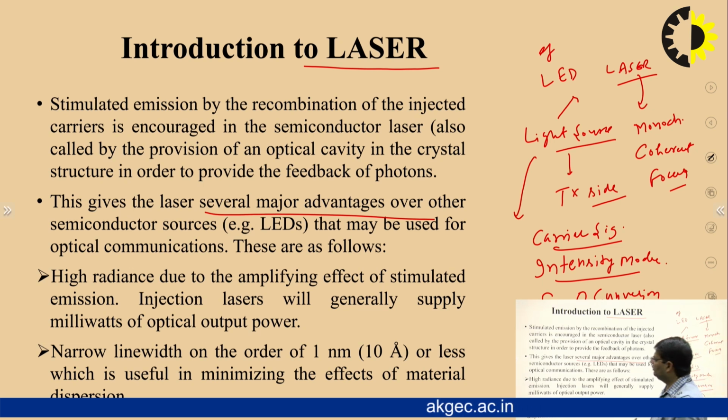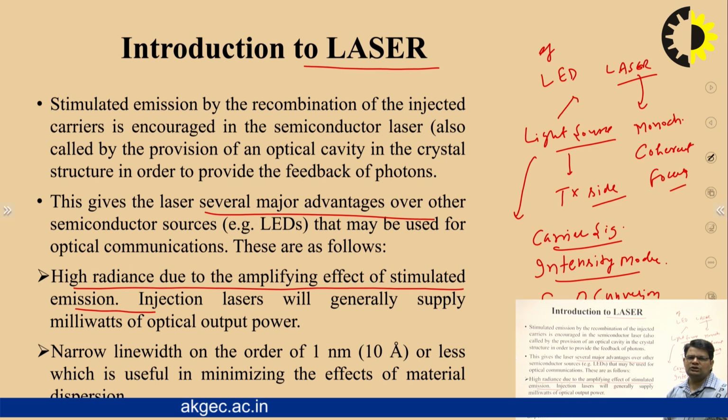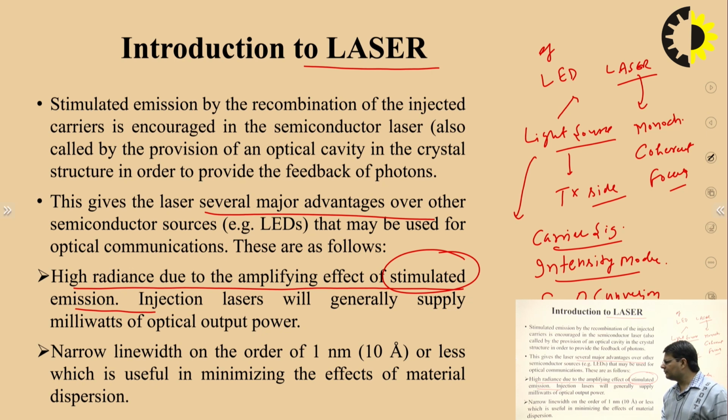Let's see. First advantage is high radiance due to the amplifying effect in the stimulated emission. Basically, the LED uses spontaneous emission, whereas the laser uses the stimulated emission. In the stimulated emission, a number of secondary photons keep on generating. So there is high radiance effect.